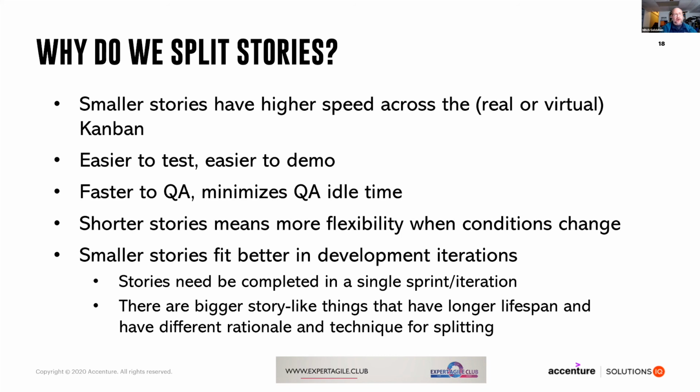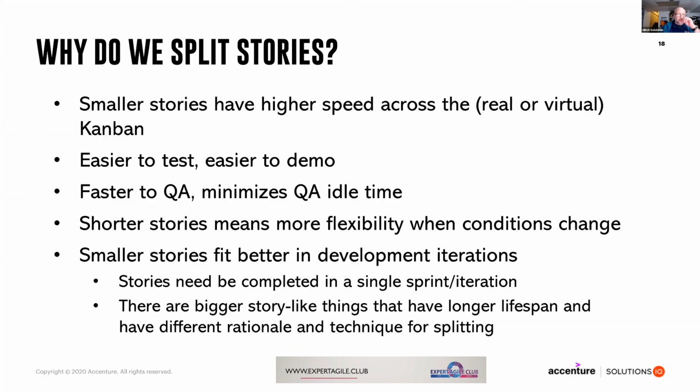And we already talked about, as things change, that shorter stories mean more flexibility when the conditions might change. And if we're planning on an iterative basis, if we're using Scrum or Scrumban, or if we're on a SAFe team and we're working in development iterations, smaller things are easier to organize in an iteration. And there are things like epics and features, that's outside the scope of this talk, but there are things that do have a longer lifespan than a user story, but they have a different rationale and different techniques for splitting. And that's a little out of scope for this talk, but I love to talk about features too. We're just not talking about features today.